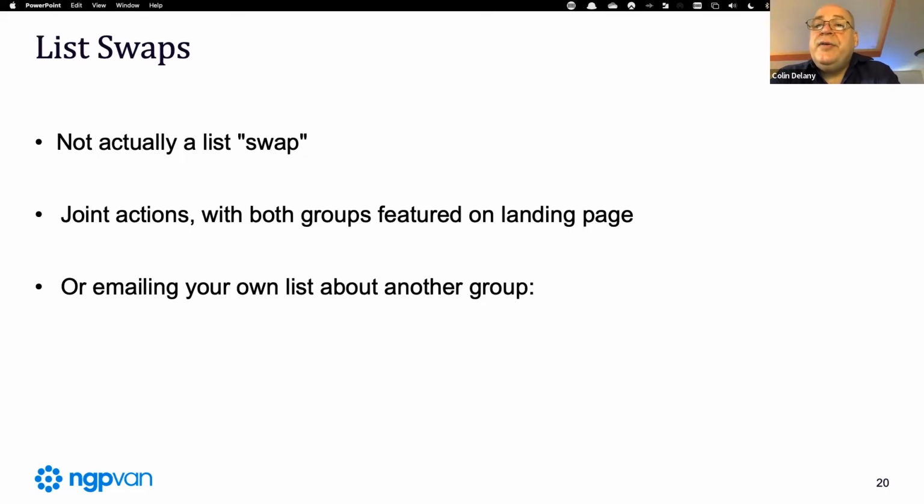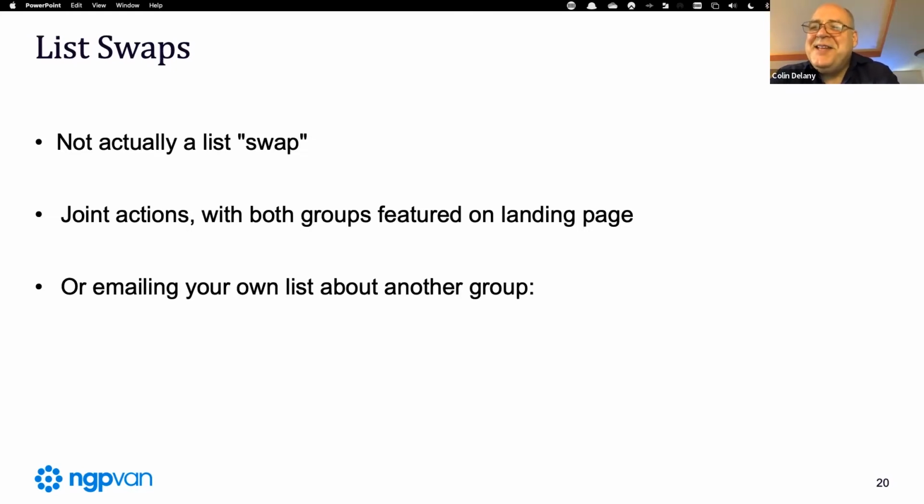Another thing to note is that list swaps work particularly well when you have groups working in similar but related areas. Now, there are issues that can come up, right? What if one group has a list of 1 million and the other group has a list of 10,000? Well, one of them is likely to benefit more from the other. But it can be a good way.